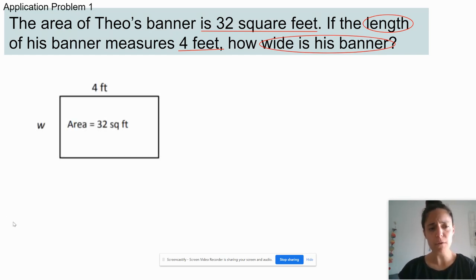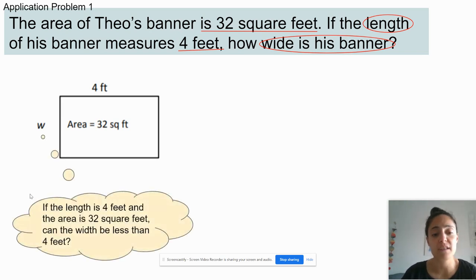So first, I draw a rectangle, and I know my length is 4 feet from my word problem. I'm going to label it because it's a number that we know. We also know that the area is 32 square feet, so I'm going to put that in there as well. I need to find out the width, how wide it is. So that is the W. We've learned how to use letters to represent what we're finding, so this is just like that.